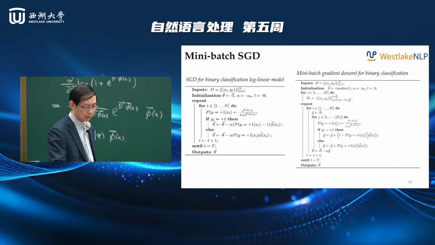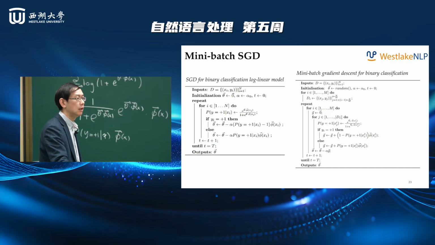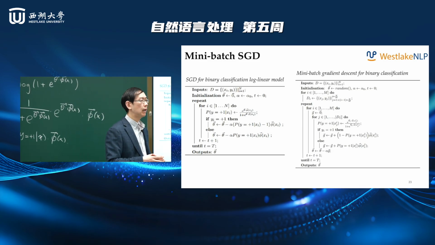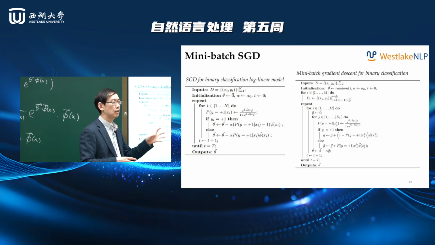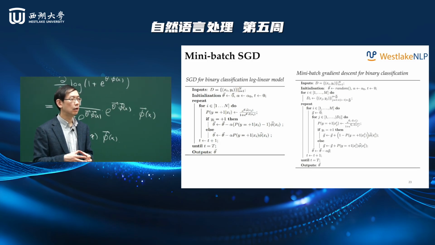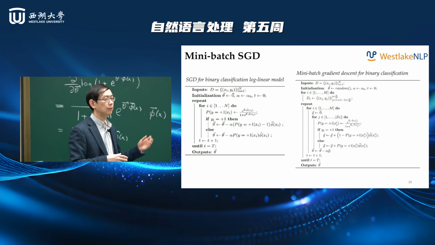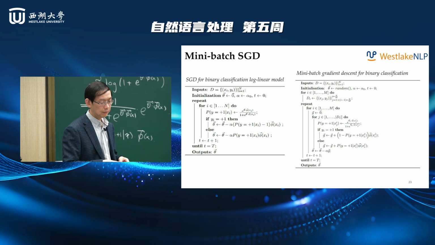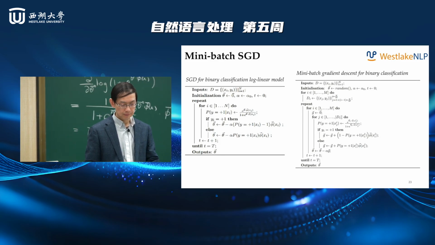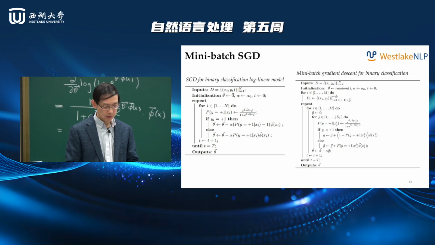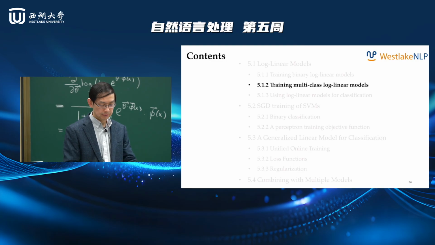So this is pseudocode of mini batch SGD. It's slightly different from original SGD by grouping our instances into batches and calculating the gradient by accumulating them over the whole batch and then making an update to the model parameter. Okay, I don't have time to go through it. So let me just move on to the training of multi-class log linear models.